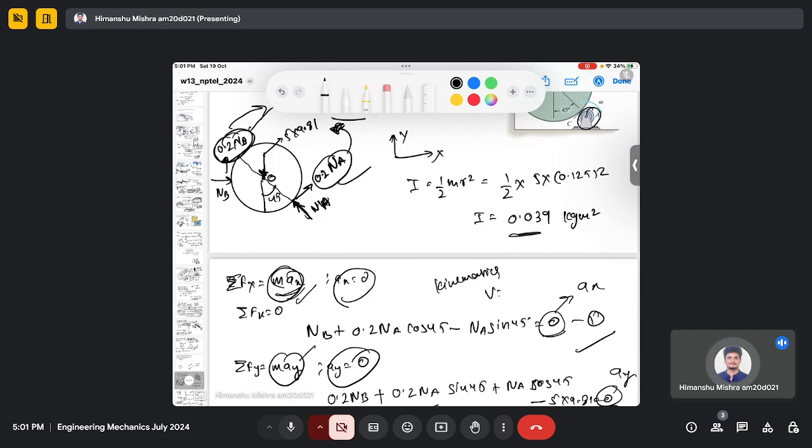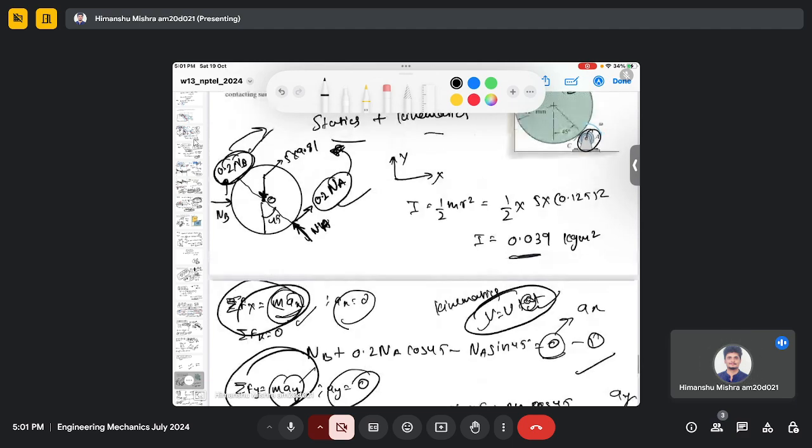For example, you can use v equals u plus at. In case there is a non-zero acceleration, you find the acceleration by using these two equations. Once you get the acceleration, then you can use this equation to find the velocity or time and so on. So there is a good connection between statics and kinematics using these equations.